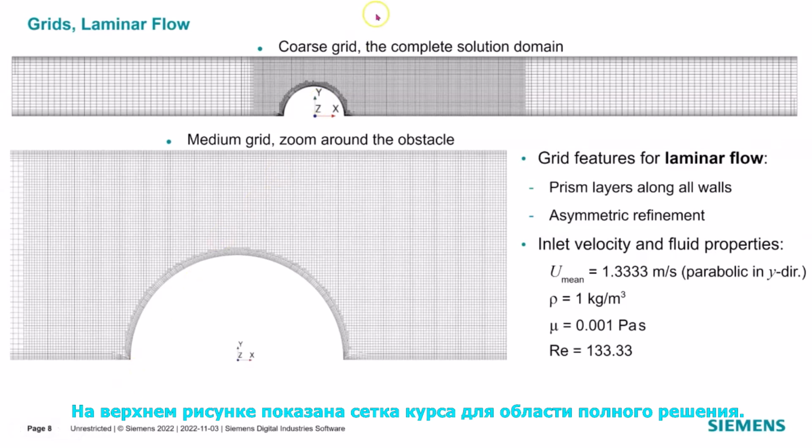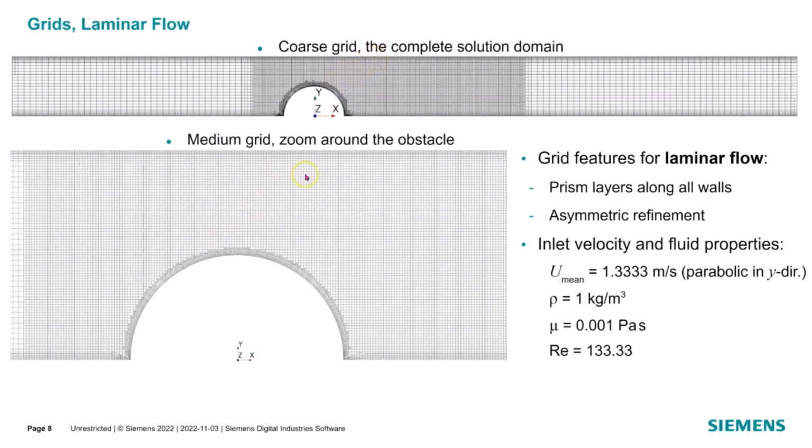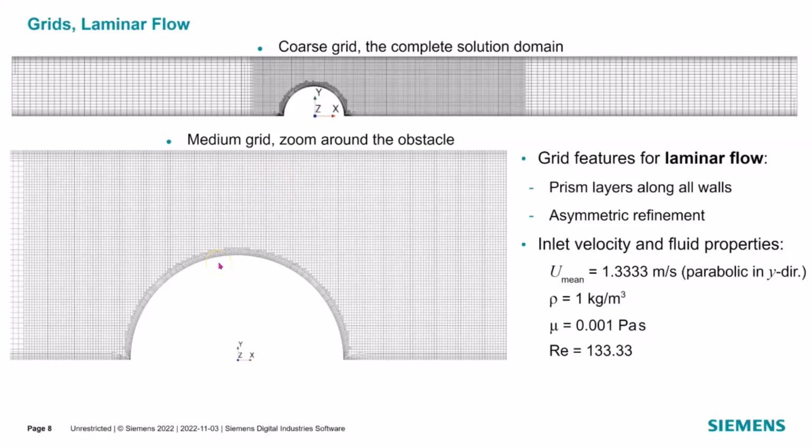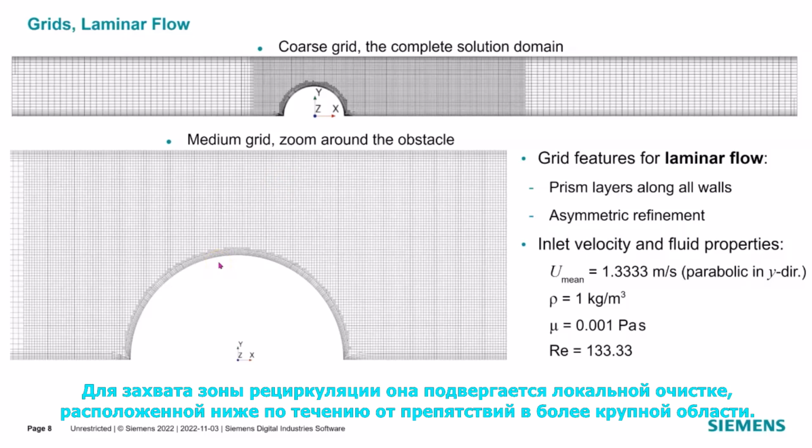The top figure shows the coarse grid for the complete solution domain. The lower plot shows a zoom into the grid around the obstacle. Grids were refined using the refinement factor of 2, that is, the grid spacing is halved in both x and y direction. Because flow separation and recirculation are expected and boundary layers develop along walls, the grid has prism layers along all walls. It is locally refined downstream of the obstacle in a larger region to capture the recirculation zone.